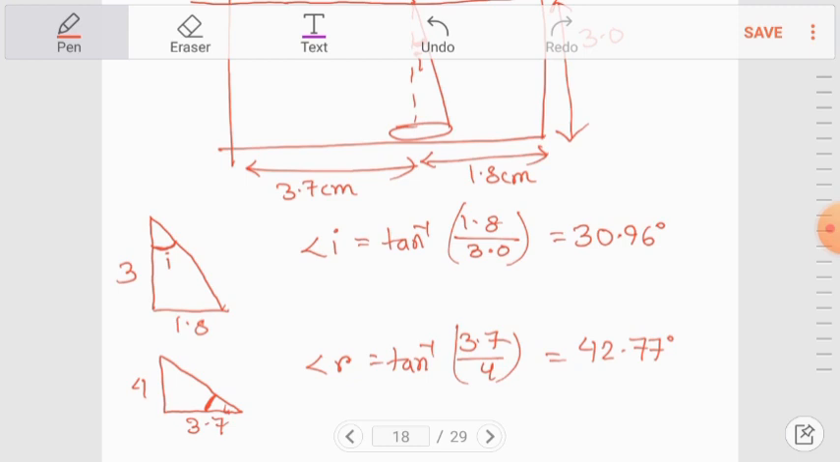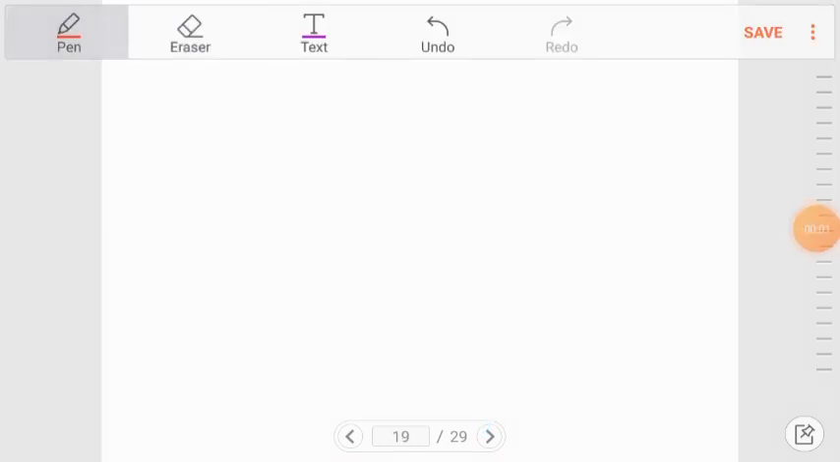And now we need to find the refractive index. Here the light moves from water to air, so we need to find the refractive index of the water-air boundary. I am doing the rest of the calculation on this page. Now we were finding the value for the refractive index.